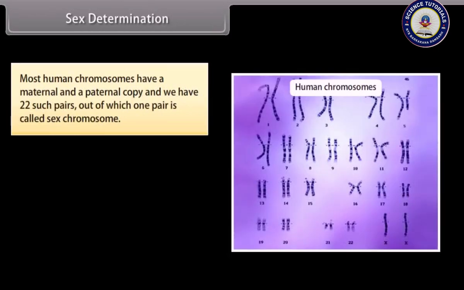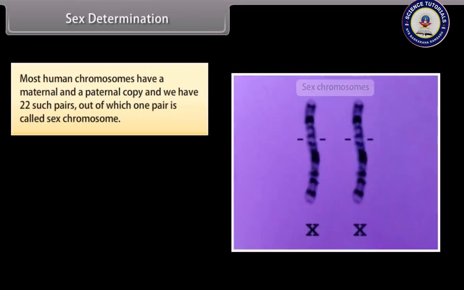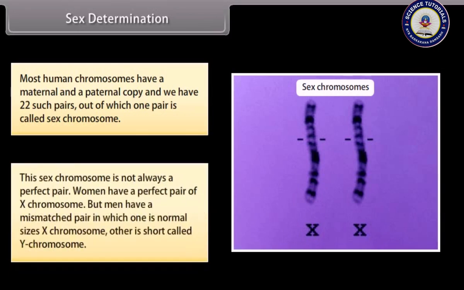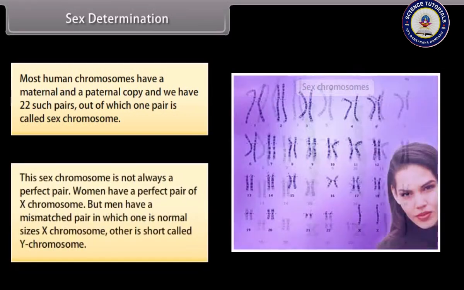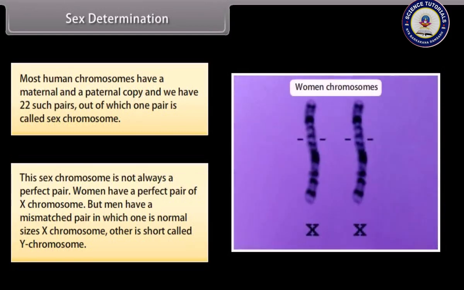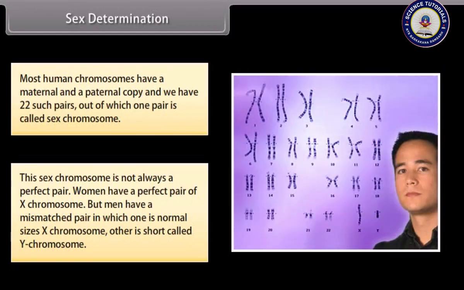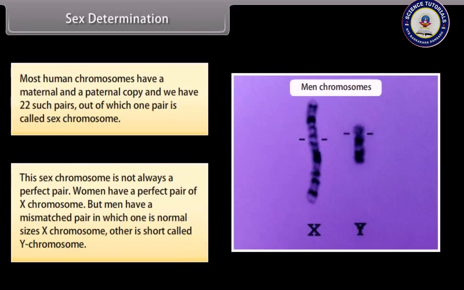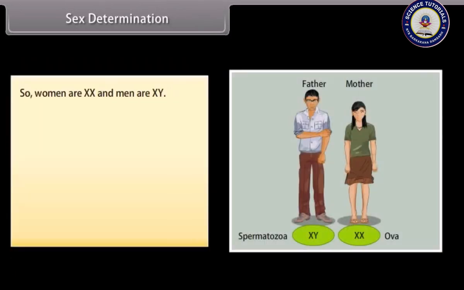Sex determination. Most human chromosomes have a maternal and a paternal copy, and we have 22 such pairs, out of which one pair is called the sex chromosome. This sex chromosome is not always a perfect pair. Women have a perfect pair of X chromosomes, but men have a mismatched pair in which one is a normal-sized X chromosome, the other is short, called the Y chromosome. So women are XX and men are XY.